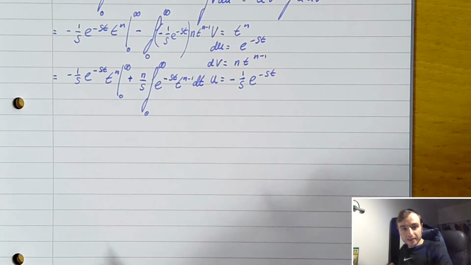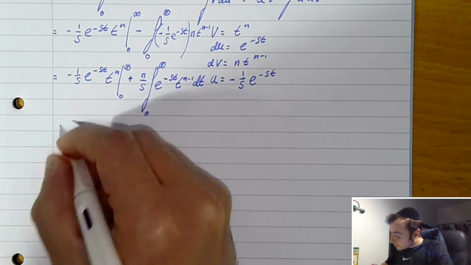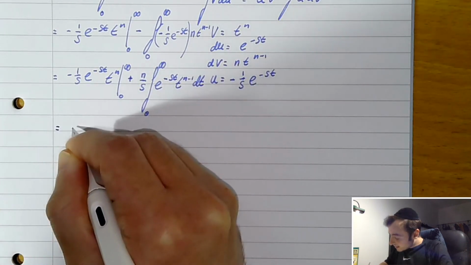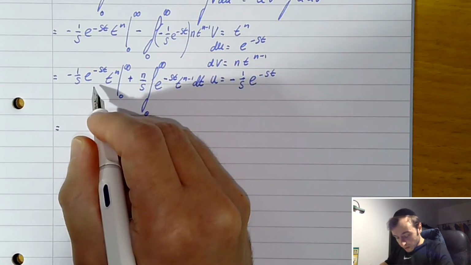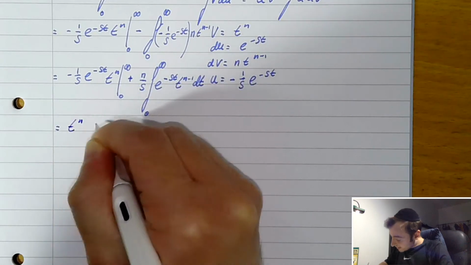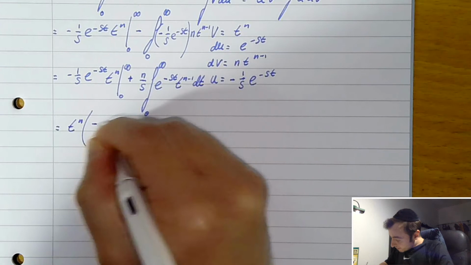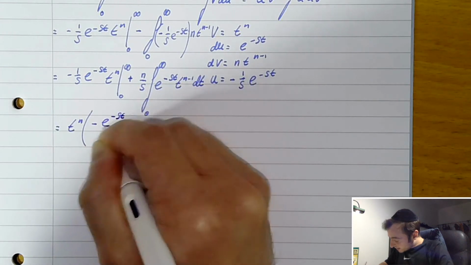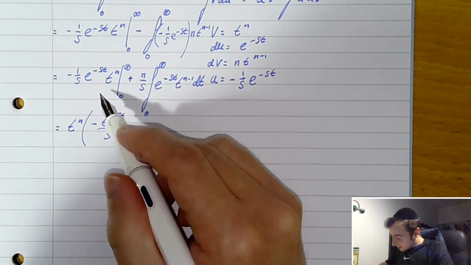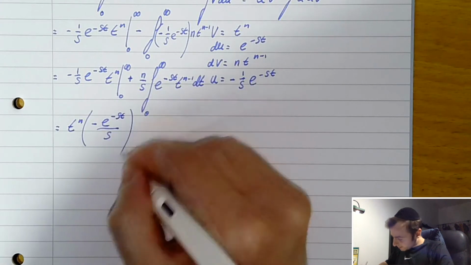Whoops, going the other direction. That's better. Okay, so now let's write this over here as something a little bit easier. So let's say t to the n times minus e to the minus st on s. I believe that that is correct.